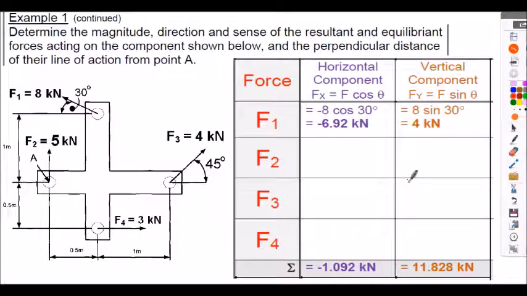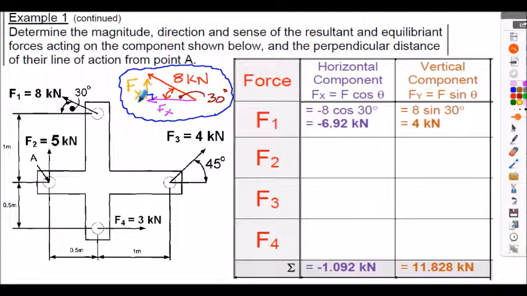I have filled in the first row here to show you how the resolution of force F1 was undertaken. I will just consider F1 force resolution as a recap, showing the force resolution for the 8 kilonewton force F1. Here's our horizontal component labelled Fx and our vertical component labelled Fy, and the angle to the horizontal is 30 degrees. Don't forget, with this method we always have to consider angles to the horizontal, not the vertical.